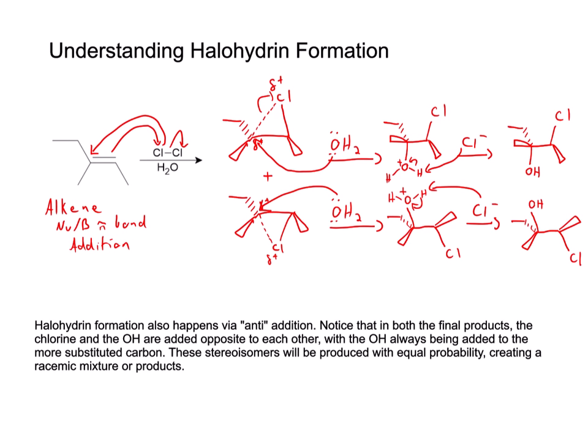Halohydrin formation also happens via anti-addition. Notice that in both the final products, the chlorine and the OH are added opposite to each other, with the OH always being added to the more substituted carbon, because that's where it attacks as a nucleophile. These stereoisomers will be produced with equal probability, creating a racemic mixture of products.